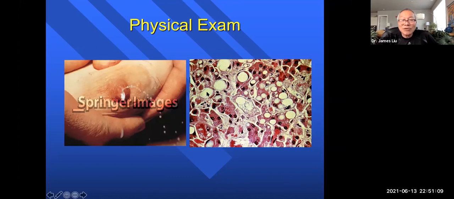One of the things you can do is take a wet mount and whatever dye you want to use, and look for fat exclusion. This is a fat exclusion showing that these little globules of fat indicate that it's galactorrhea, because there are fat globules in breast milk.